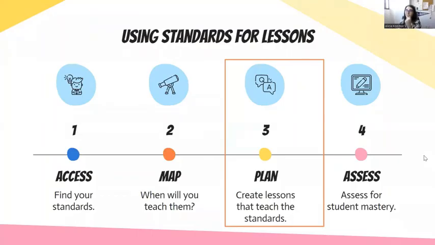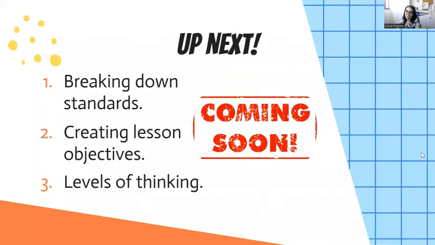Okay, and then the next part, so after you've accessed your standards and then you map out when you're going to teach them, you have to plan how you're going to teach them. That's the lesson part. We are going to go into that much more in our next video. I'm going to show you how to take a standard and break it down to understand what are students supposed to be able to do to make sure they have mastery of this standard. I'm going to show you how to create your lesson objective from that. And then we're going to talk about the different levels of thinking that students have in regards to the standards.